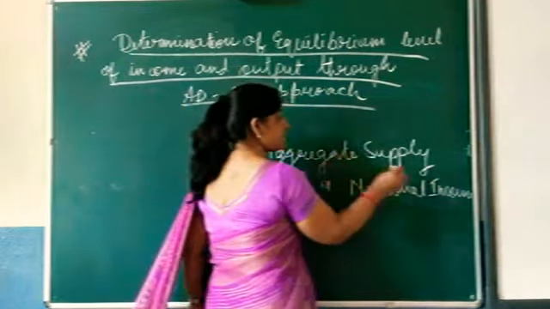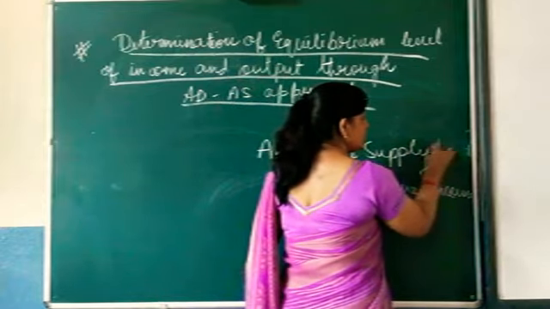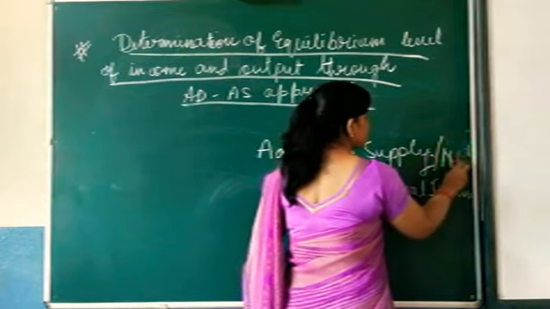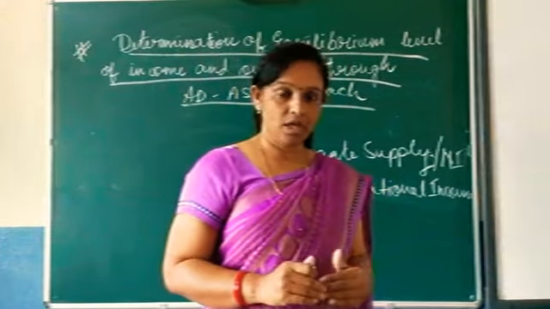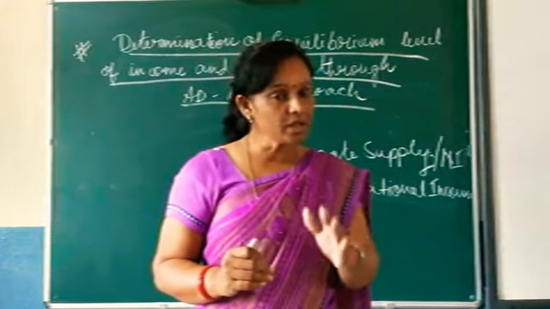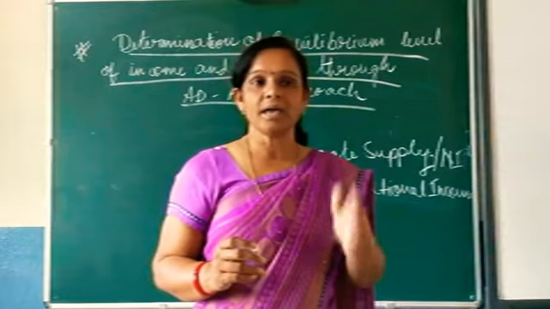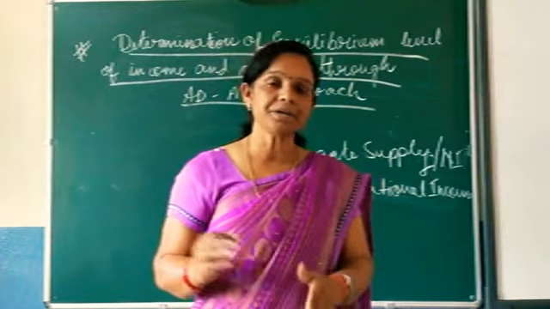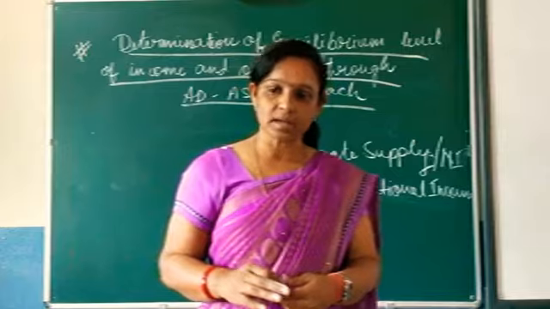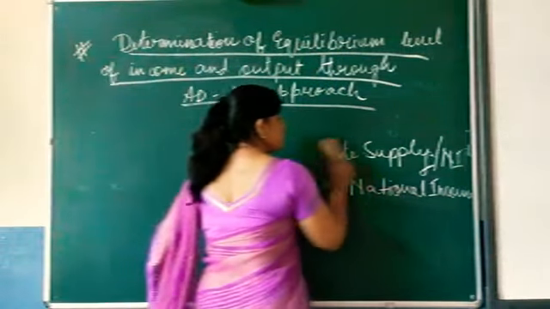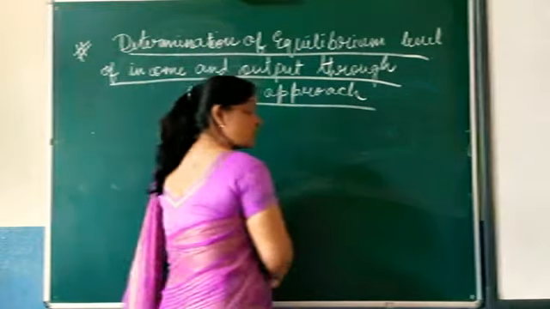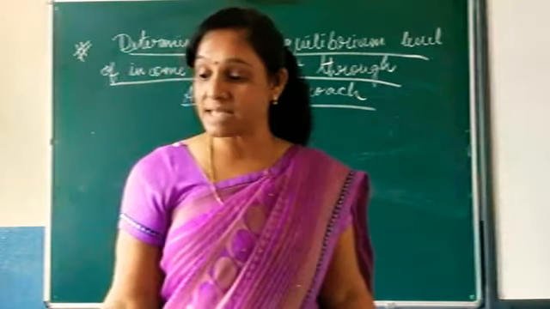So aggregate supply or national income is the same thing. This you need to be very clear, that aggregate supply is nothing but the national income. Is it clear? This I have explained to you people. Now, you know aggregate demand. What is aggregate demand? C plus I.